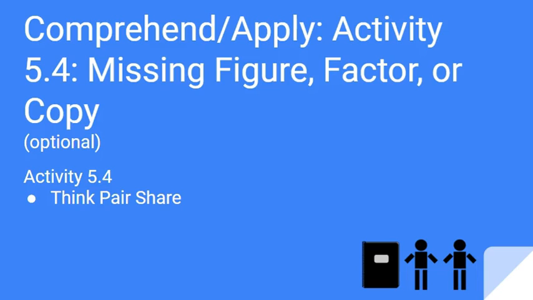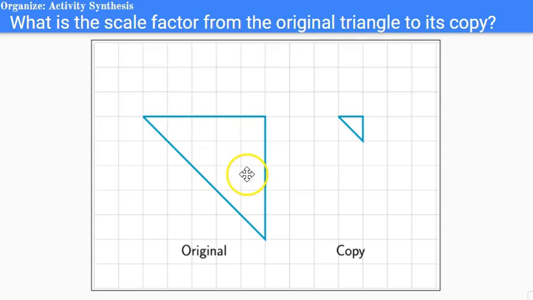All right, we're going to look at some more scale factoring here. Okay, we have the original here on the left and we have the copy on the right. What's the scale factor to go from the original to the copy? Well, let's see, I got 1, 2, 3, 4, 5 units here. 1, 2, 3, 4, 5. So what's the scale factor to go from the original to the copy?